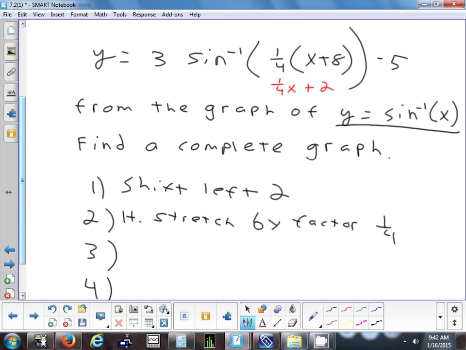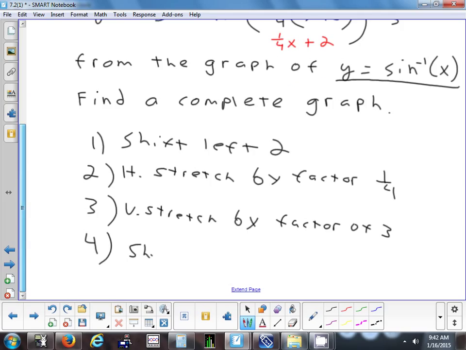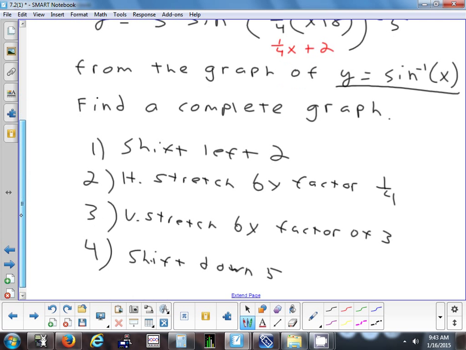Step 3, that's a vertical stretch. And that is by a factor of 3. 3 times as tall. Okay, and Taylor, how about the minus 5 at the end? You'd be shifting it down 5. Shift down 5. Okay, so shift down 5. Any questions on listing out your transformations? Not much new there that we haven't really done before.